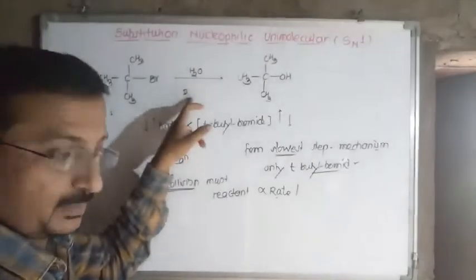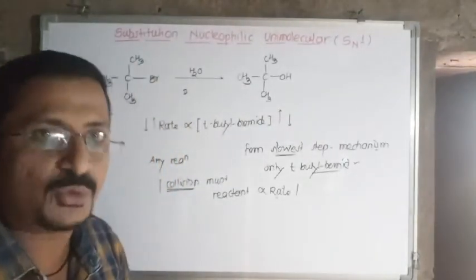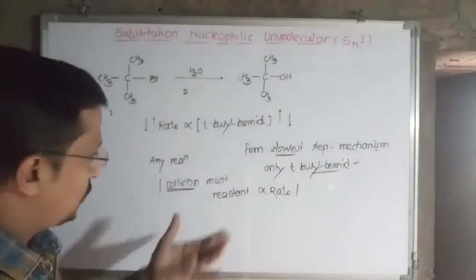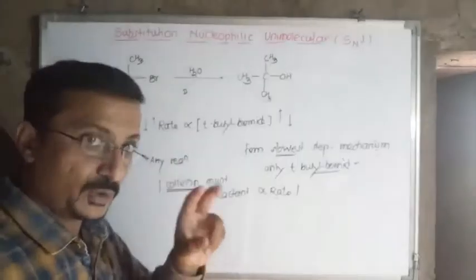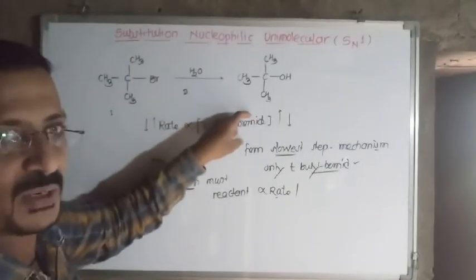Isn't it? So as two reactants participate, for a collision to occur, at least two reactants are required. Okay, then it is what we call a collision. So according to this collision concept, two reactants must be present for the collision. But if you observe the rate expression, it is directly proportional to tertiary butyl bromide.